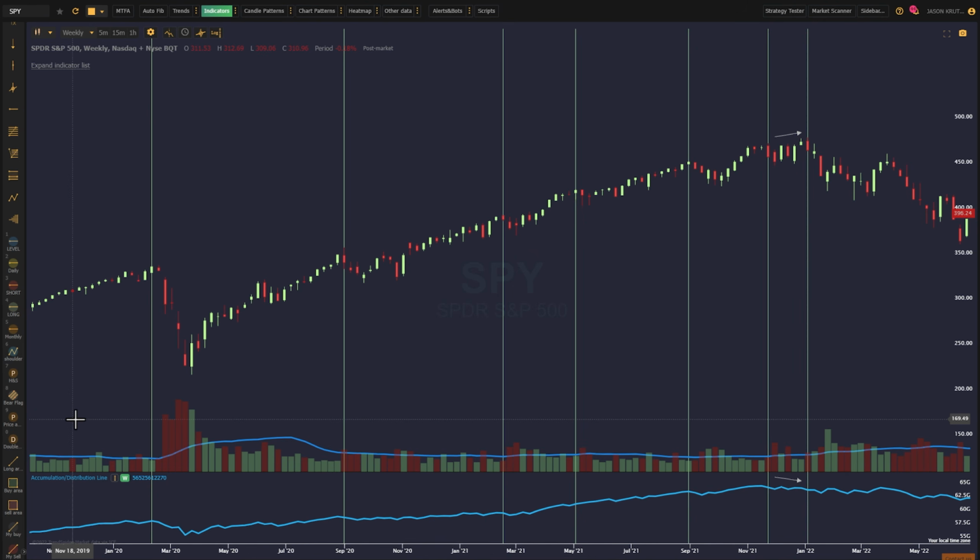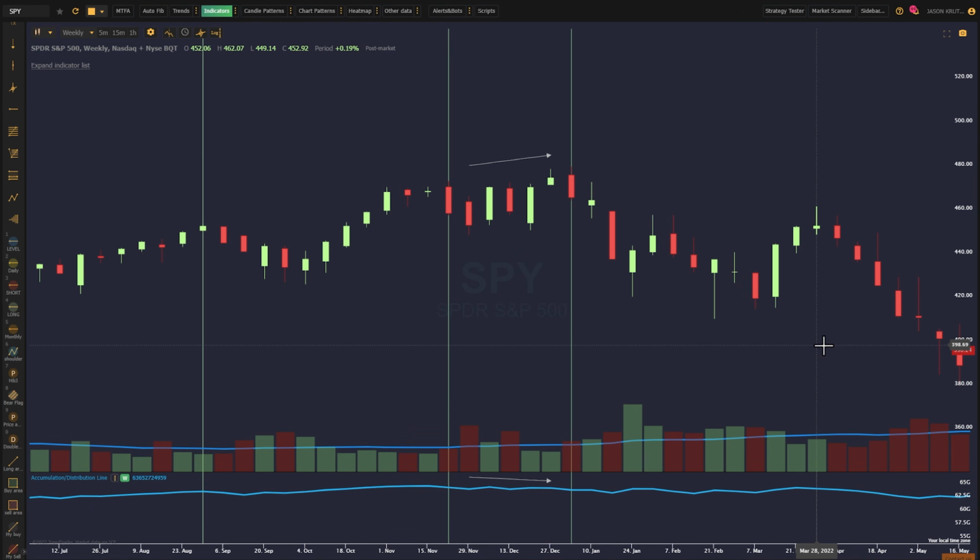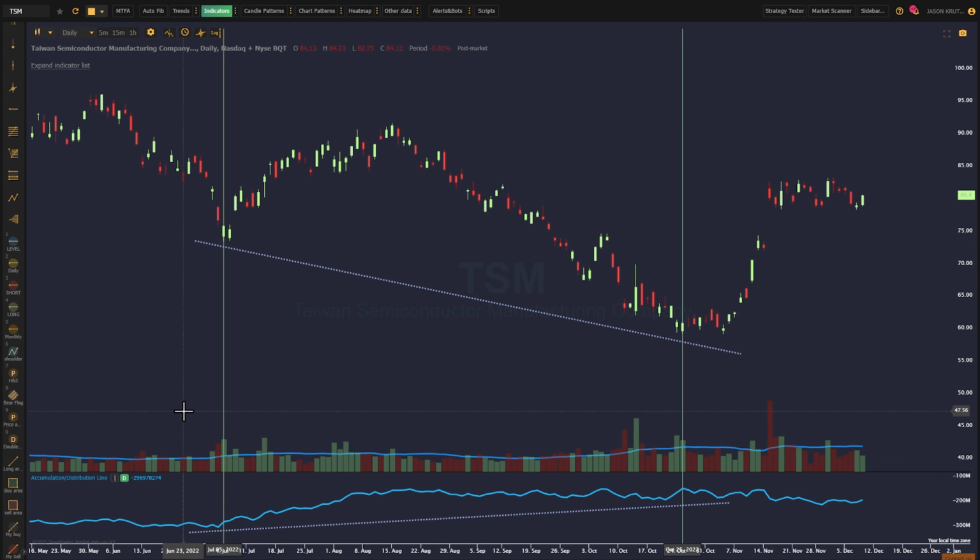I'm going to zoom into the last two vertical lines here so we can better see the 2021 and early 2022 highs. Notice how we made a new high in price, but not a new high on the AD line. This could have been viewed as a first sign that trouble might be brewing for this index, and of course, we all know what followed in 2022. Next up, let's look at something more bullish.